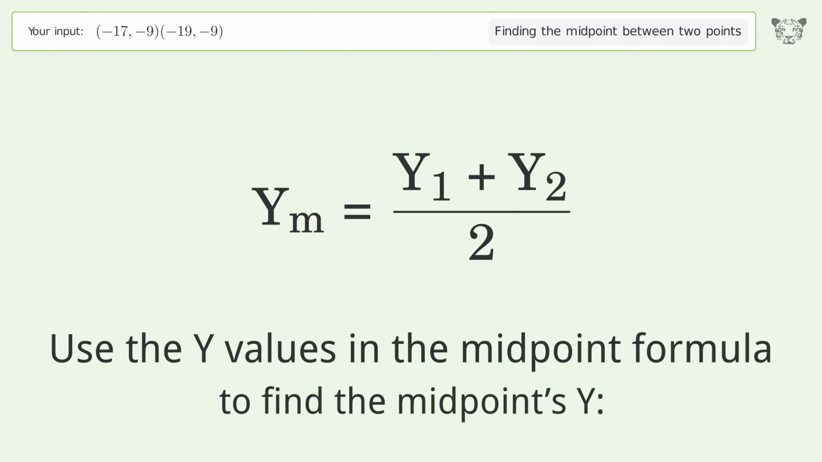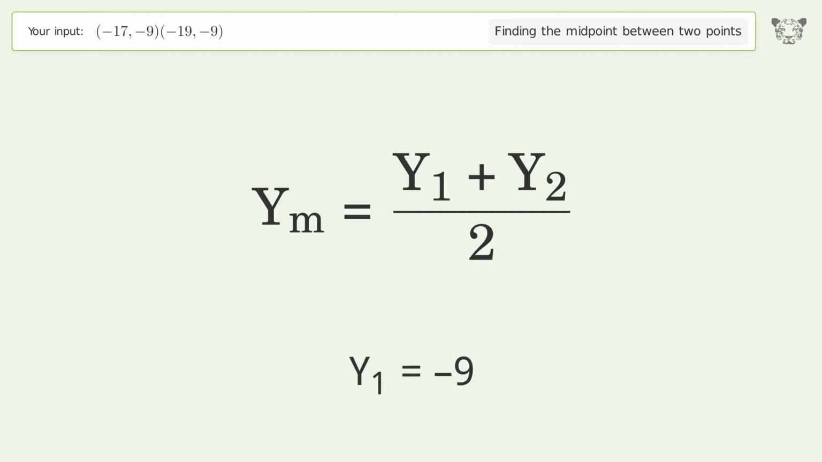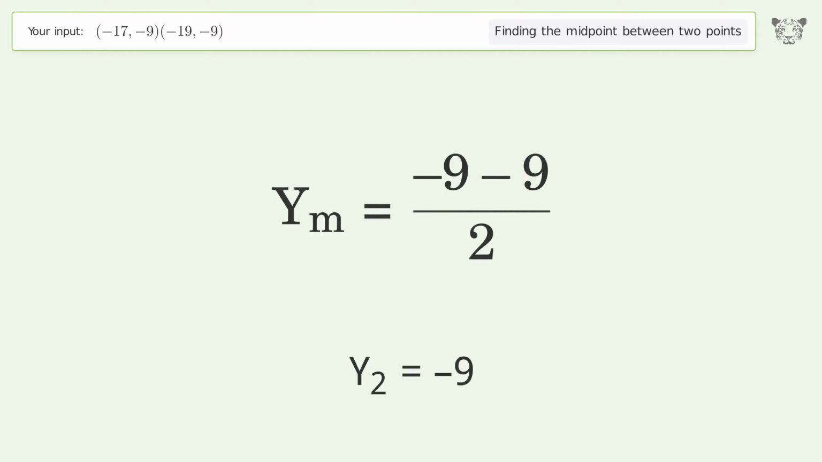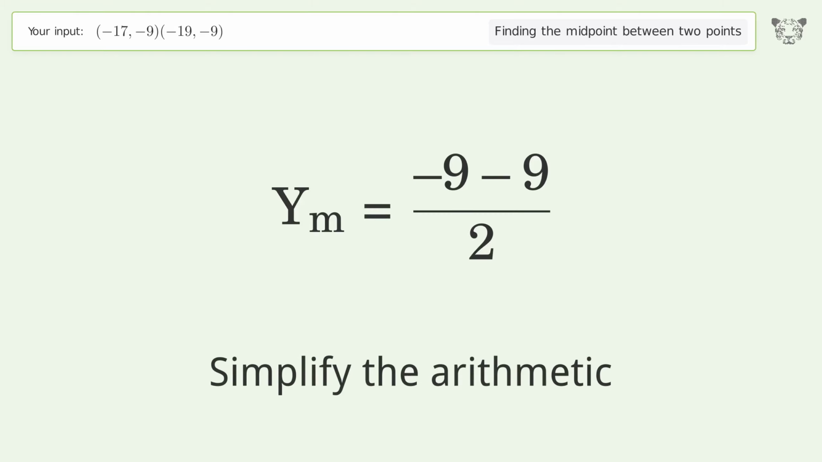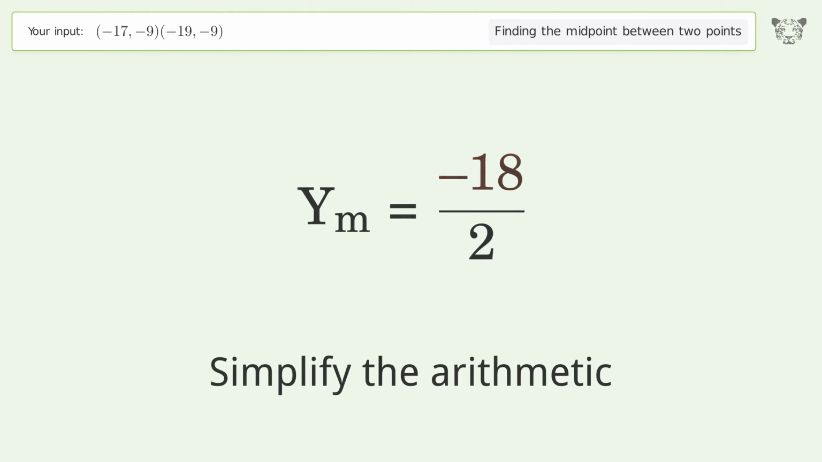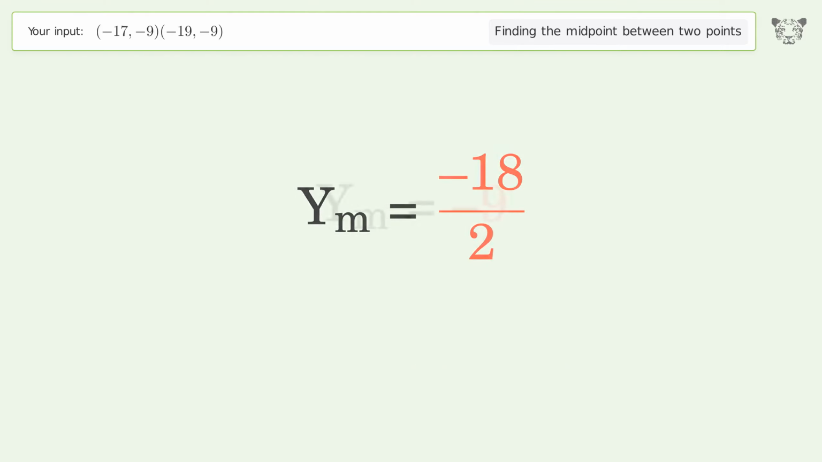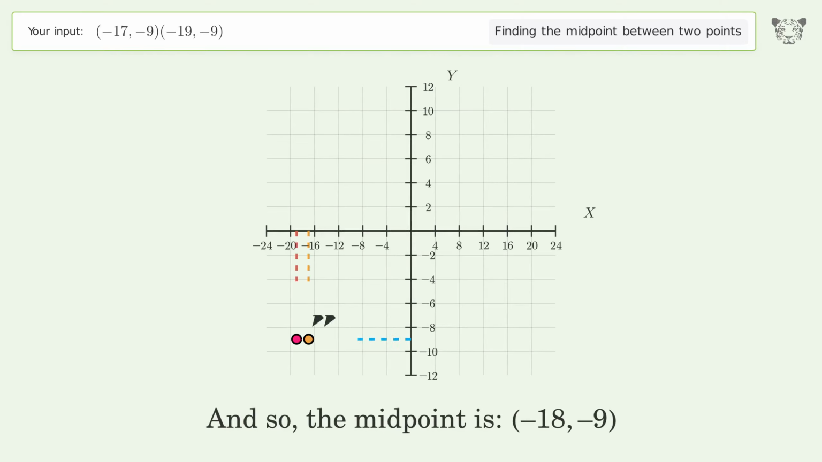Use the y values in the midpoint formula to find the midpoint's y. y1 equals -9. y2 equals -9. Simplify the arithmetic. And so, the midpoint is -18, -9.